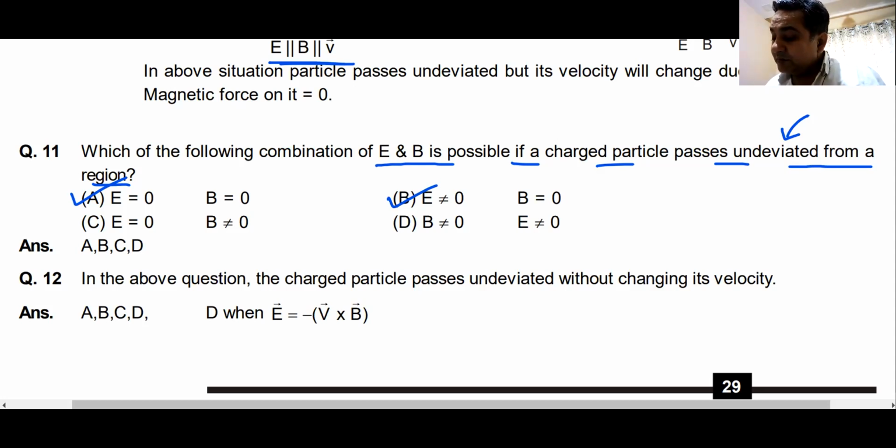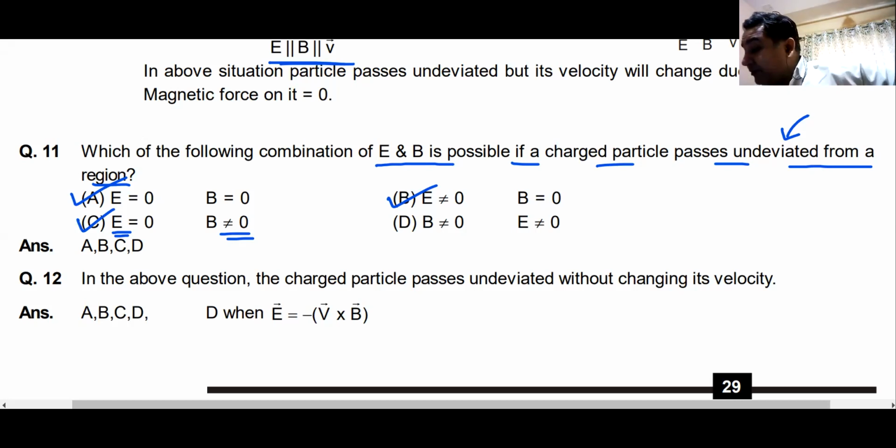See, E is 0, B is not equal to 0. So basically E is absent, B is present. Can it happen that the particle goes undeviated? If yes, tell me the case. What is the case in which the particle will go undeviated? E is 0, but B is not equal to 0. Sir, V parallel to B. Yes. See, you have to think hard. These are the questions that are going to come in the exam.